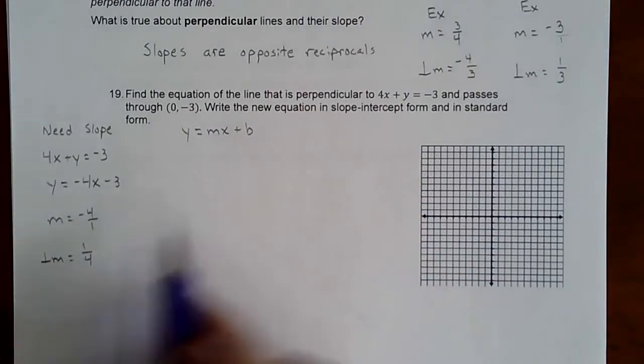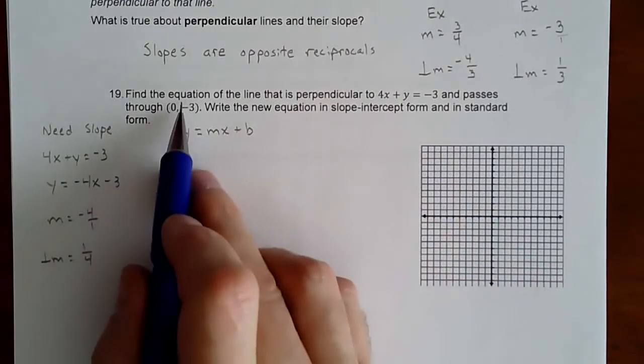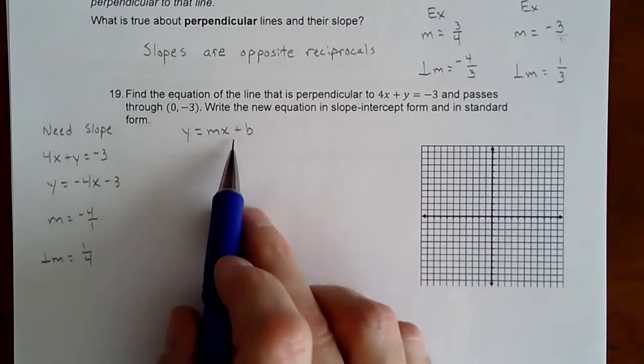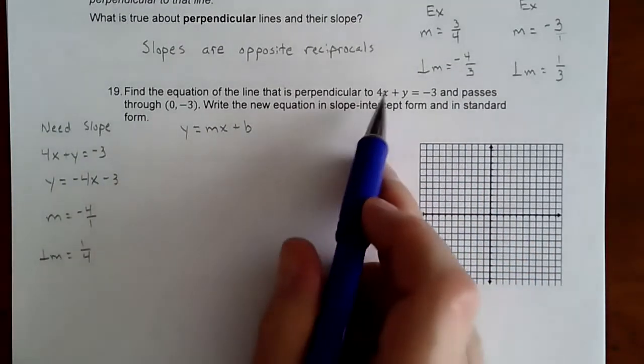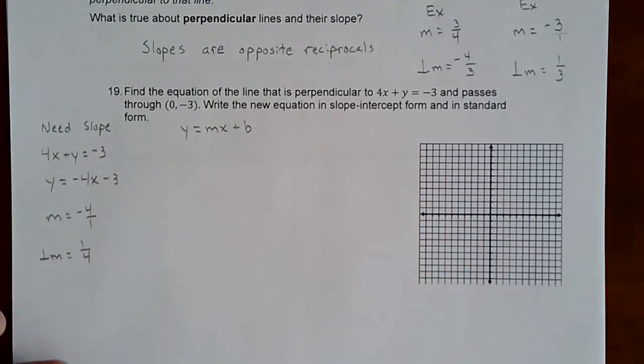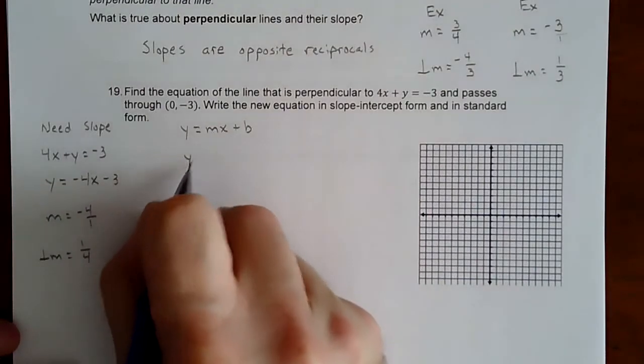So there's our slope, and it passes through this point. And then we're going to write this new equation in this form and in standard form. So we're going to have to kind of mess with this one to make it look more like that form. That's our standard.